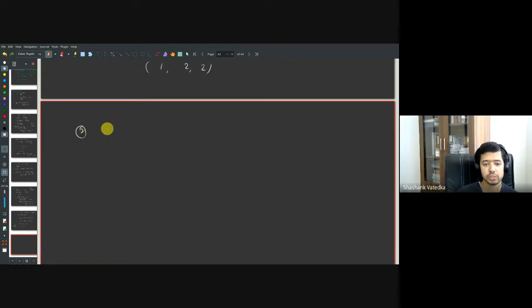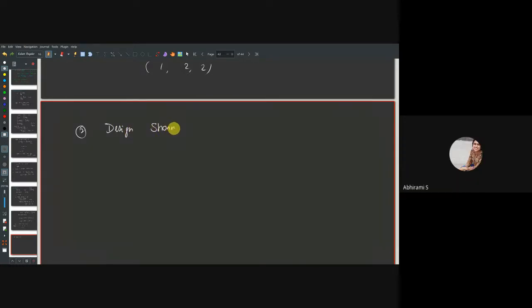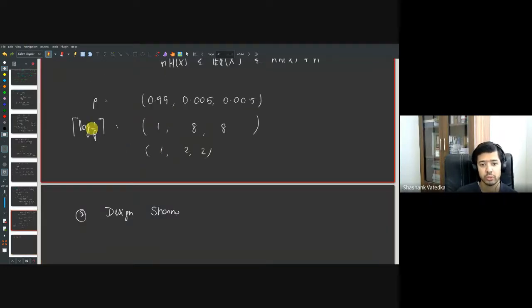So the second approach is... Sir, yes, what have you written at 1, 2, 2? This is log 1 over p, right? So this would be the code word lengths assigned by the Shannon code. Correct? But at least for this particular source, you can do better. You can assign these code word lengths, right? This would be a better choice of code word lengths. Okay. That's all.